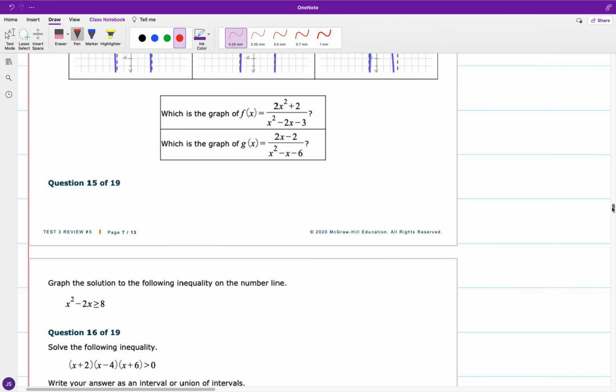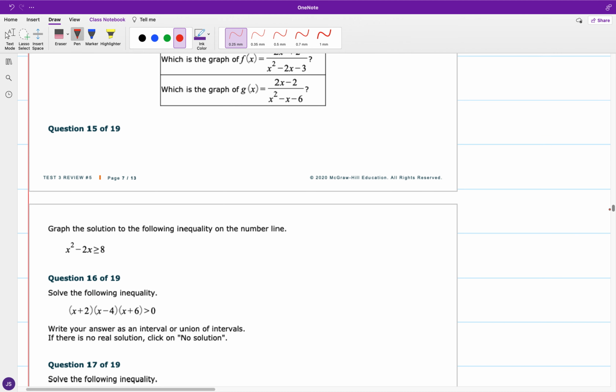All right. Now, just going back to inequalities at the moment. It says here to graph the solution to the following inequality on the number line. Right now we've got an inequality in the form of x squared minus 2x is greater than or equal to 8.